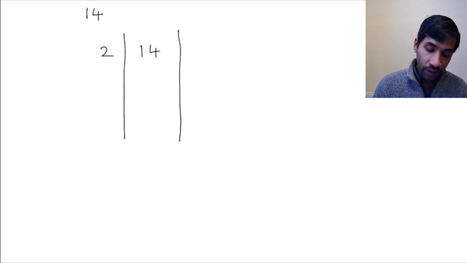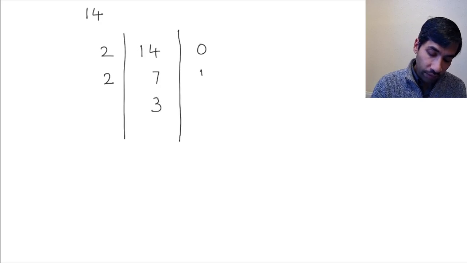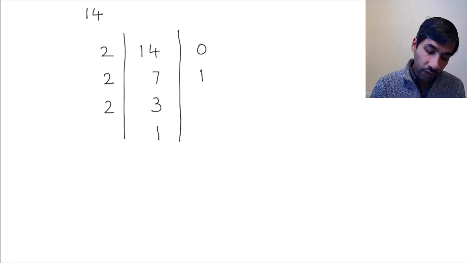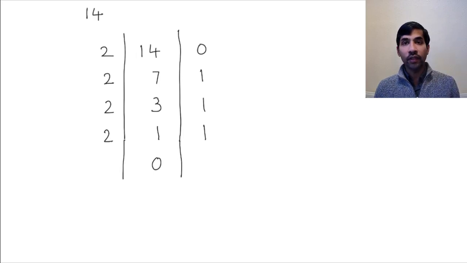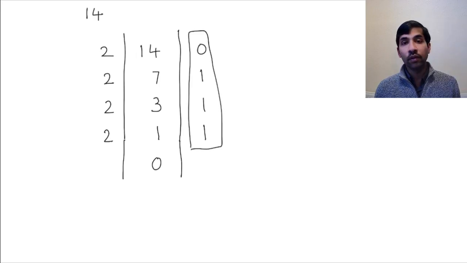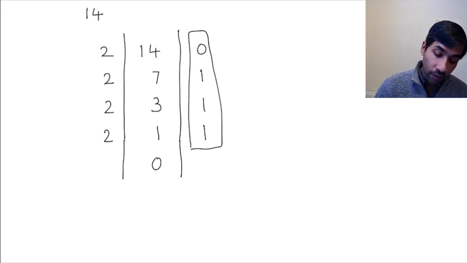So 14 divided by 2 is 7, and the remainder is 0, right? Then 7 divided by 2 is 3, and the remainder is 1, and 3 divided by 2 is 1 with the remainder 1. Okay, and 1 divided by 2 is basically 0 with a remainder 1. Once you reach 0, then you don't need to go ahead. And now these remainders give you the binary representation of 14, which is going to be 1 1 1 0, right?